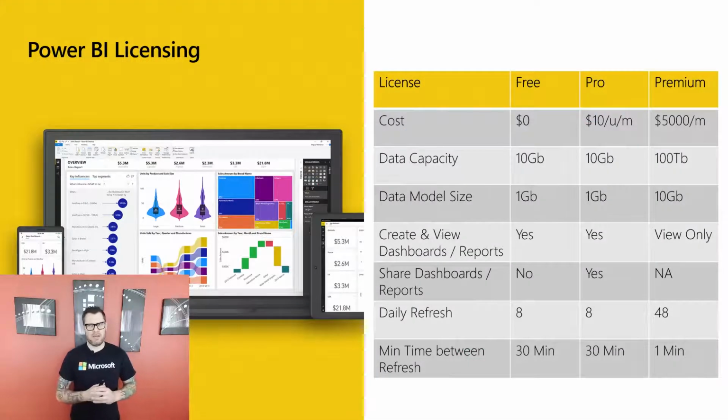Right, so let's start off with Power BI. Power BI is broken down into three licensing areas. You have Power BI Free, Power BI Pro, and Power BI Premium. And I've listed the differences directly on the slide here. Now, a couple of things that are really important in this one.